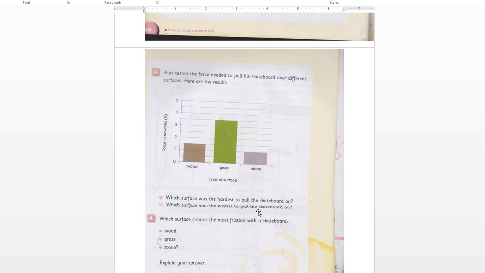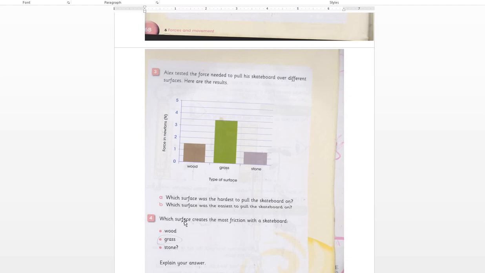So, question B. Which surface was the easiest to pull the skateboard on? Look at the picture and tell me. It is stone. Stone. It's the easiest.